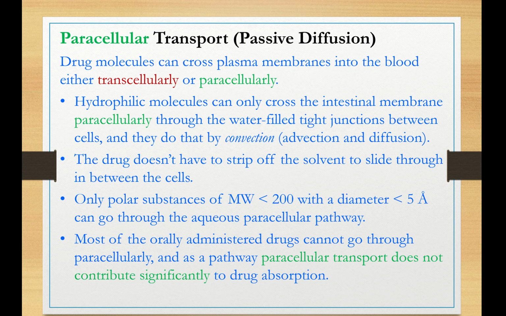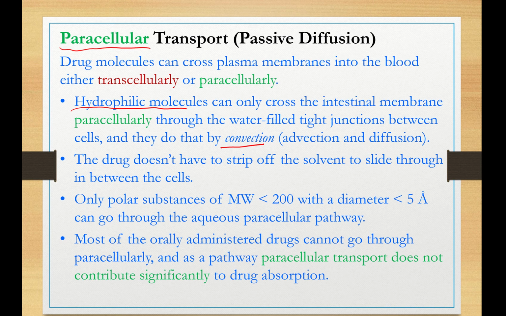Okay, let's first study the paracellular transport, and we're talking about passive diffusion, obviously here. Now, hydrophilic molecules, as we mentioned, can only cross the epithelial membrane paracellularly through the tight junctions, and they do that by convection. That means they go with the solvent. The solvent obviously is aqueous. They're dissolved in the aqueous biological fluids. They don't have to strip off the solvent to slide through in between the cells, right?